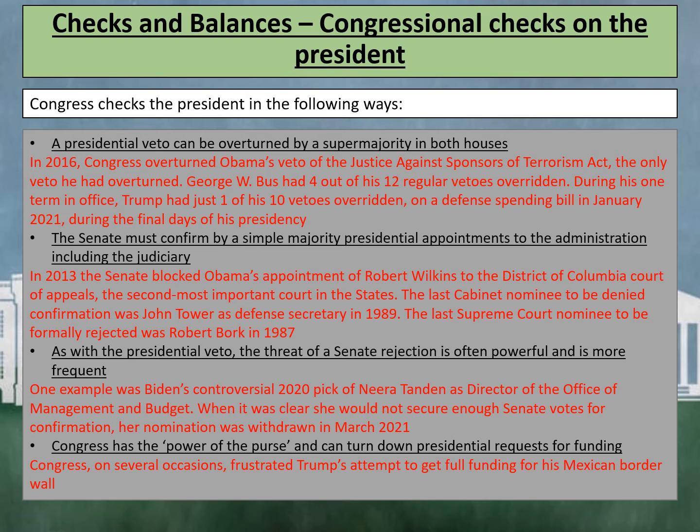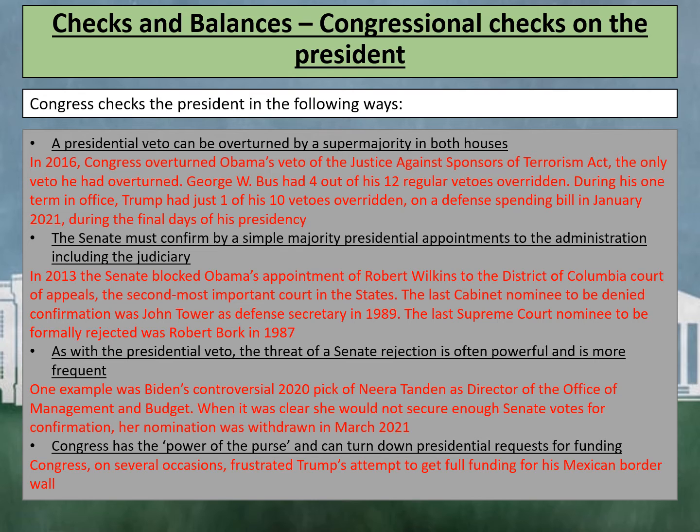During his one term in office, Trump had just one of his 10 vetoes overridden, on a defense spending bill in January 2021 during the final days of his presidency. The Senate must confirm by a simple majority presidential appointments to the administration, including the judiciary.